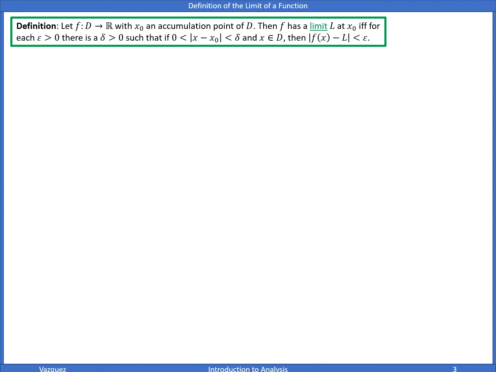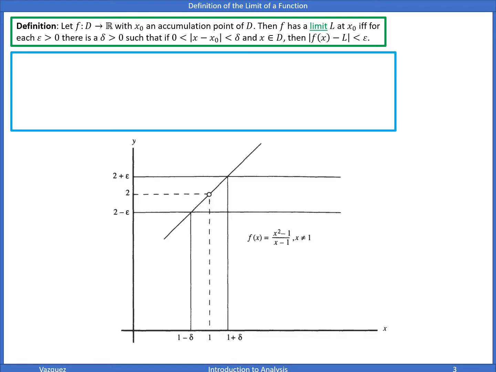So here I present the definition of a limit again. Now we're going to prove that (x squared minus 1)/(x minus 1) has this limit at x equals 1. Can you guess why I have 2 there? Well, if you plug in 1, x plus 1 times x minus 1 over x minus 1, these cancel out. x plus 1 is equal to 1 plus 1, so that's why we get 2. That's why we're guessing that the limit is 2.